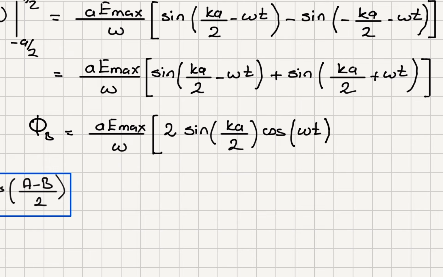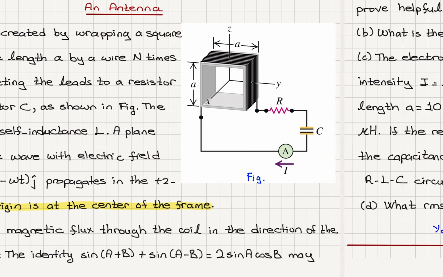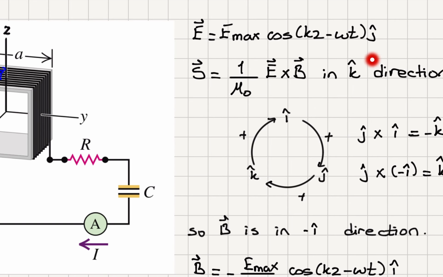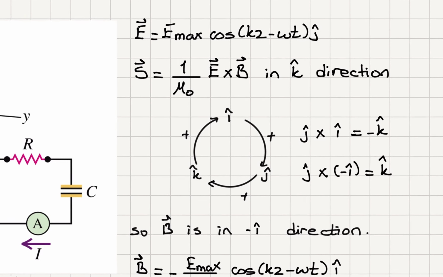All right, so we have an antenna that is made of a square frame which is wrapped N times with a wire, and the leads are connected to an RC circuit. The frame will have a self-inductance L. A plane electromagnetic wave propagates in the plus z direction. The electric field is in the j hat direction. The propagation direction is k hat. Because j hat cross i hat is minus k hat, j hat cross minus i hat is k hat, the magnetic field must be in the minus i hat direction, and we have this relationship between electric field and magnetic field, E is equal to Bc, that we have obtained using Maxwell's equations.